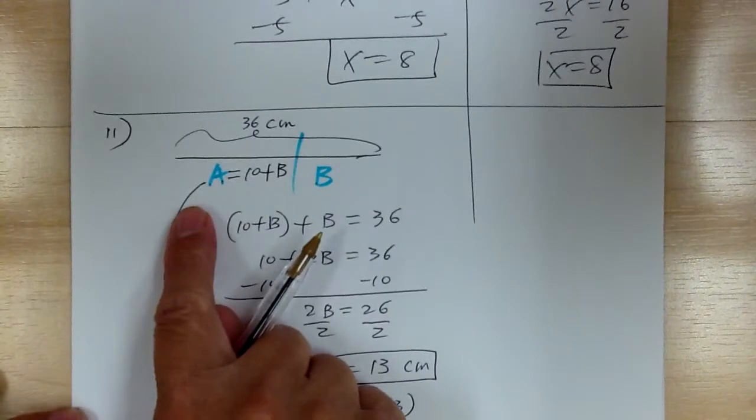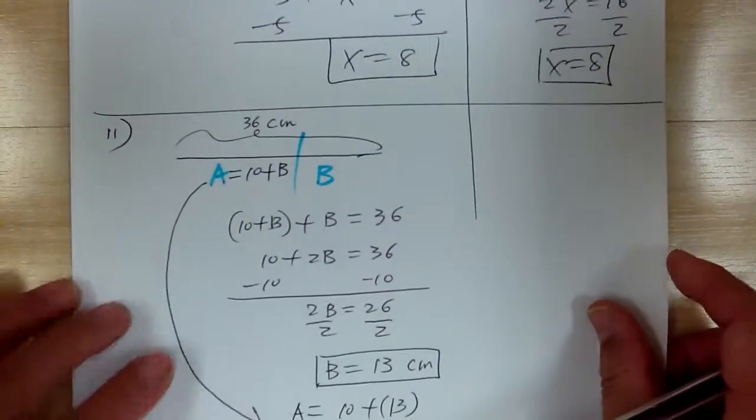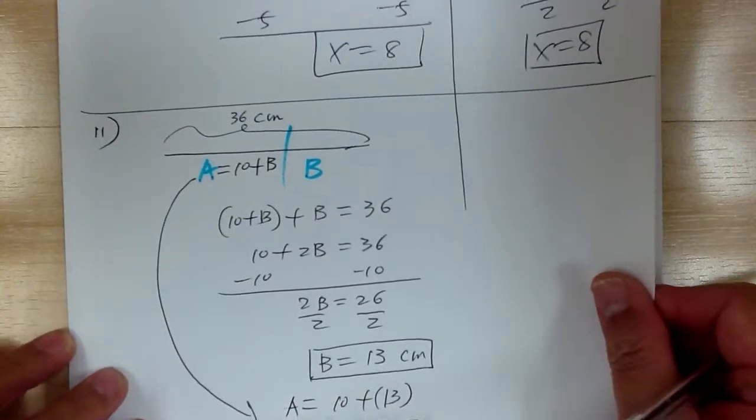So you can label using A and B. Okay, so you don't always have to use X and Y. Sometimes using A and B is not as confusing. Okay, let's go to 13.